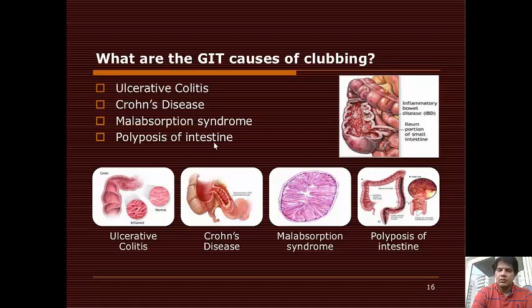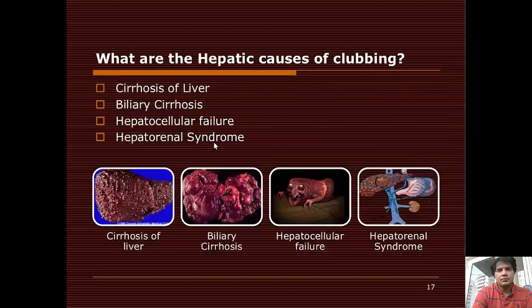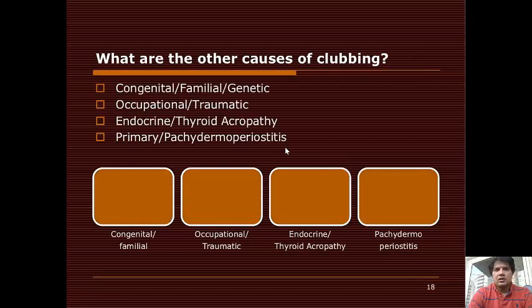Your eyes will be icteric. So in GI, it comes to the hepatic cause. The main cause is biliary cirrhosis. Not every cirrhosis will lead to clubbing. Biliary cirrhosis is a unique feature. Other causes, as I told, are congenital, familial, genetic, and sometimes thyroid diseases can also cause it, but these are relatively rare, and primary patchy dermoperiosteotitis.